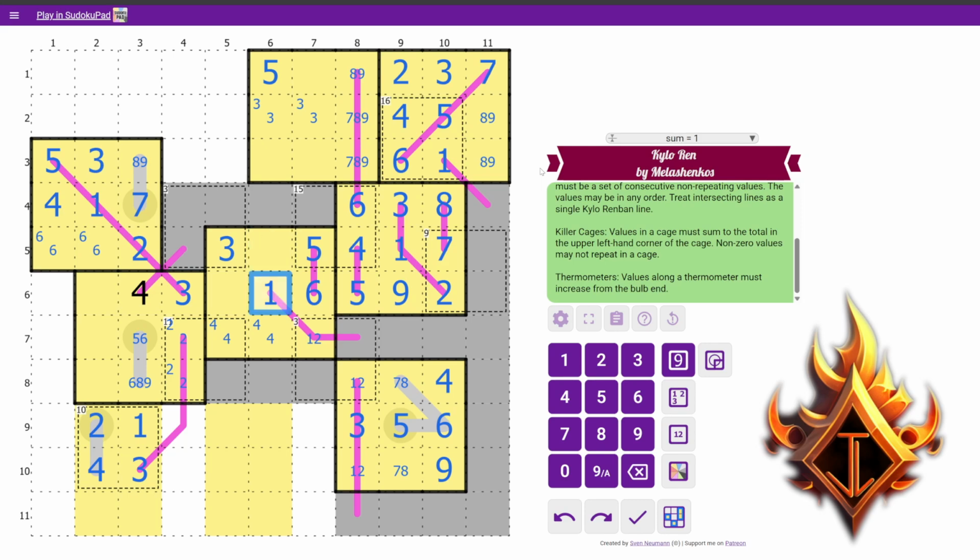What about this row? This row needs a 7 and an 8. Could be either. There still needs to be a 7. Can't be a 7 here. So this one will have a 7.